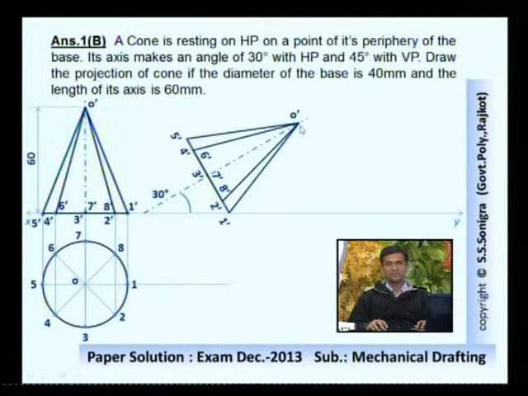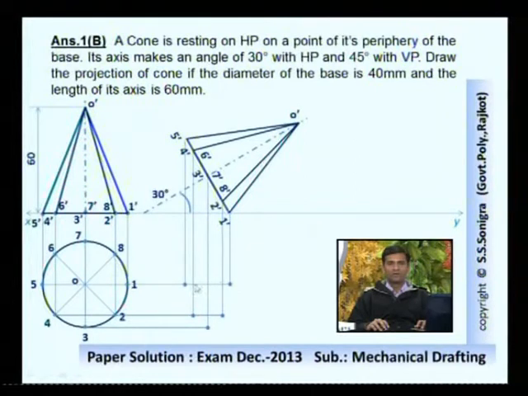Take projections from this front view. Vertical line from point 1 dash, horizontal line from point 1. Here is point number 1. Then horizontal line from point B. Projection from point 2 dash, point number 2. From 3, 3. From 4, 4. 5, 5. From 6, 6. From 7 and 7. From 8 and 8. So these are the points over the periphery in top view.